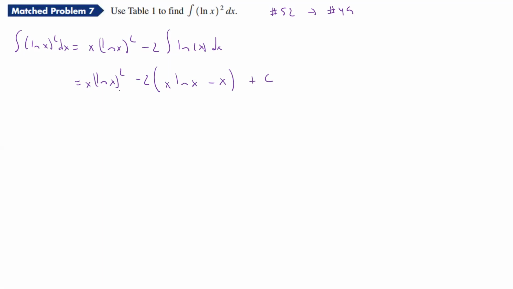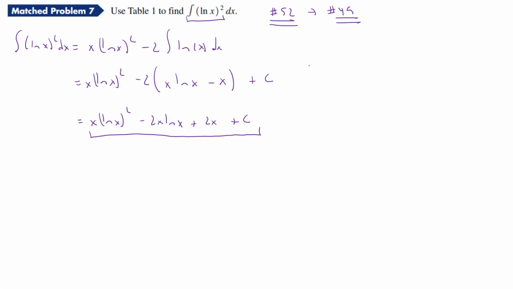Now, can we simplify? We might be able to. We could get rid of parentheses anyway. So that would be x ln of x, the quantity squared, minus 2x ln of x plus 2x plus c. And I think that's about as far as we can go as far as simplifying it down as much as possible. And so that then would be our integration using the table of both number 52 followed by the 49. Okay, so sometimes you're going to have to do doubles to make it work, and that's okay. That's just how some problems are going to work. All right, so let's stop there and we'll come back with one last example.